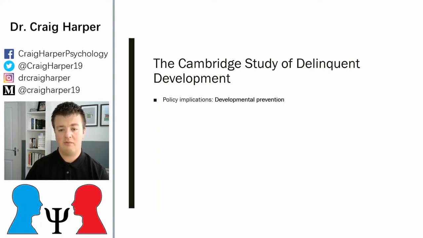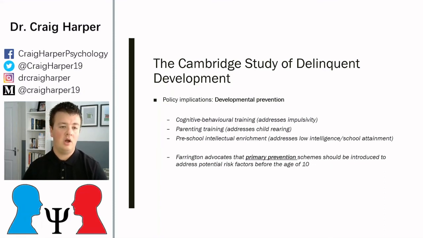Now, these findings have really clear policy implications in terms of developmental prevention. This is a real key idea that stems from the Farrington studies and the Cambridge study in particular: the idea that we can prevent people from engaging in criminal behaviour from a developmental perspective just by looking at these risk factors and the protective factors that we can identify.